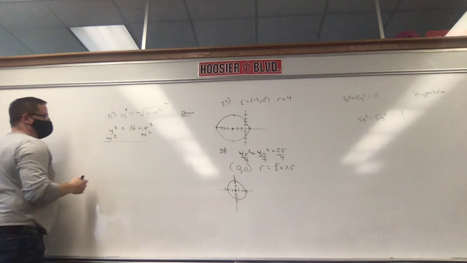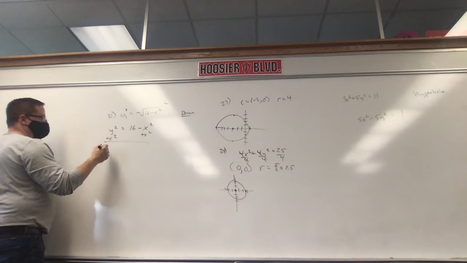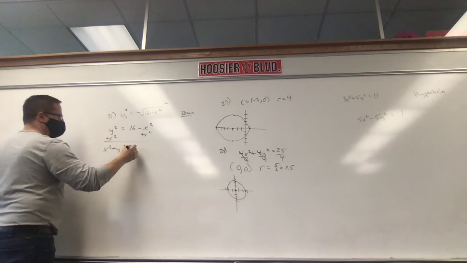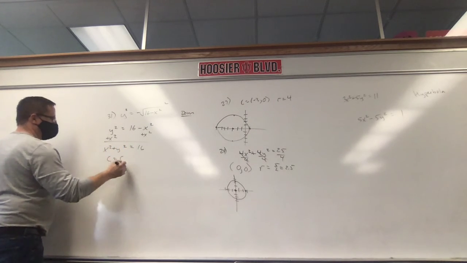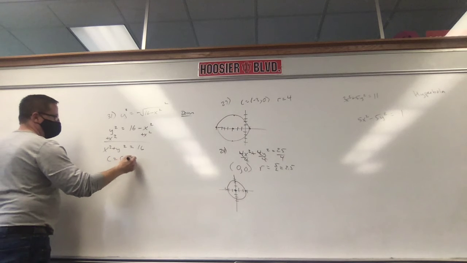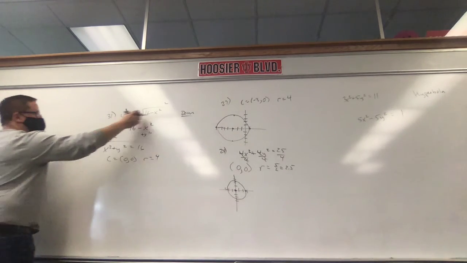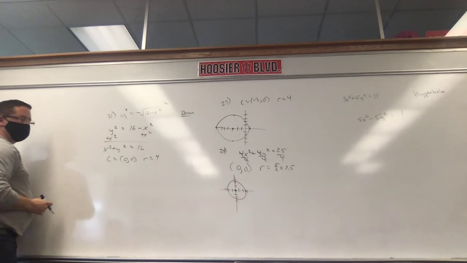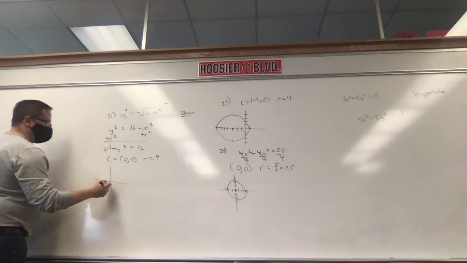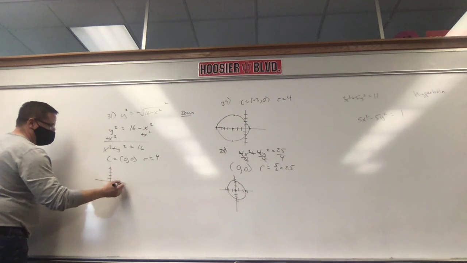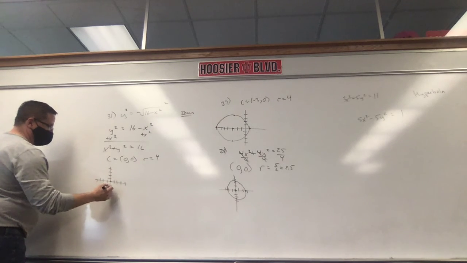So what's it say on the left? 16. Your other left. Oh. X squared plus y squared equals what? 16. Center, 0, 0. Radius, 4. We squared both sides and made it look like the other ones. So we go 0, 0, up 4, down 4, right 4, and left 4.